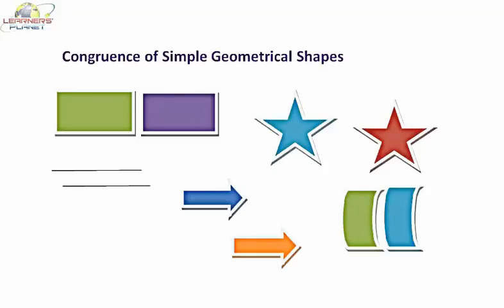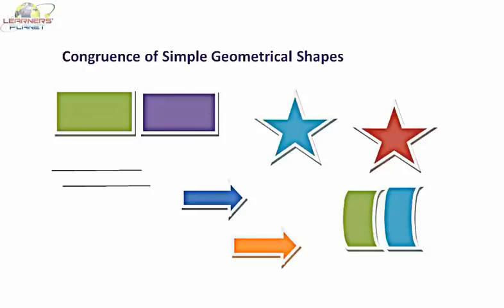Now let's discuss congruency of simple geometrical shapes. Friends, the word congruent means equal in all respects. A geometrical figure is said to be congruent to another geometrical figure when both the figures are identical in shape and size. In other words, if we keep one figure on the top of the other, then they should coincide with each other exactly. Then we call them congruent.